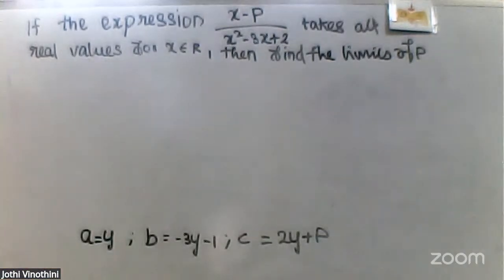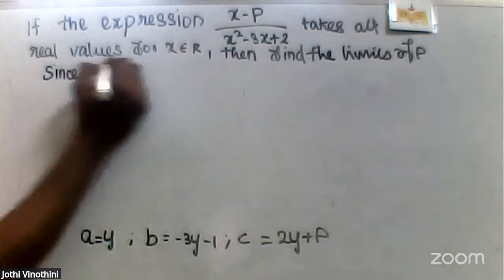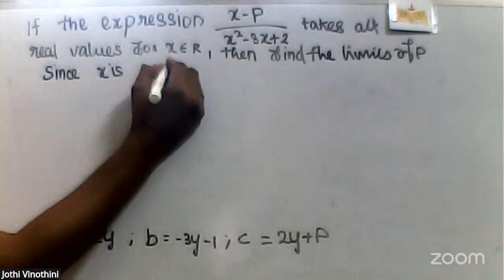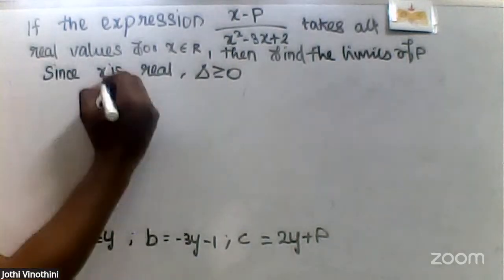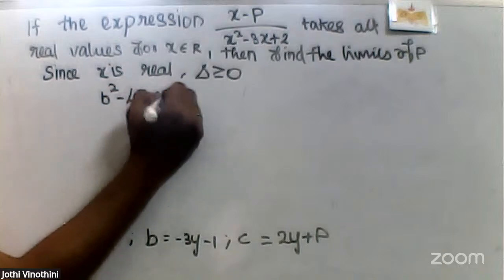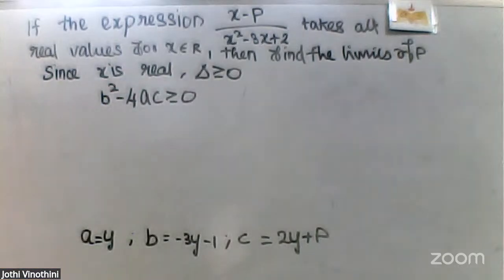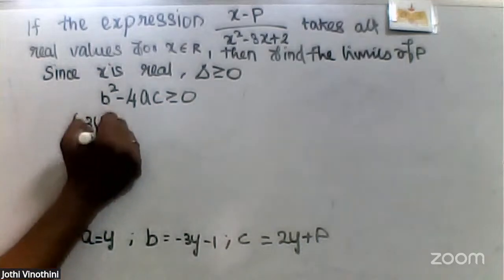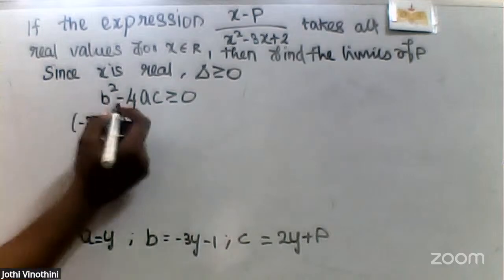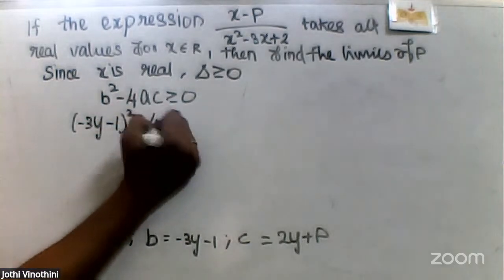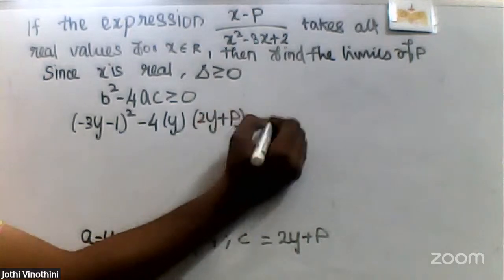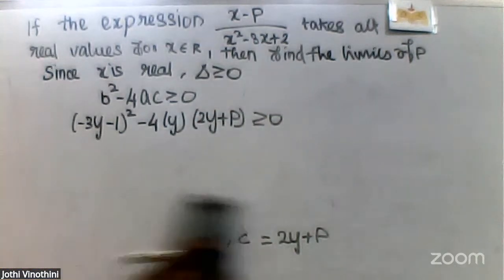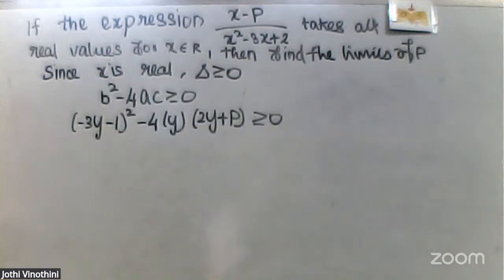In the question itself, we know that x is real. Since x is real, del must be greater than or equal to 0. If del must be greater than or equal to 0, it means b squared minus 4ac must be greater than or equal to 0. What is the value of b? Minus 3y minus 1 the whole minus 1. So here it is b squared, so whole square, minus 4. What is the value of a? y. What is the value of c? 2y plus p. So these must be greater than or equal to 0.